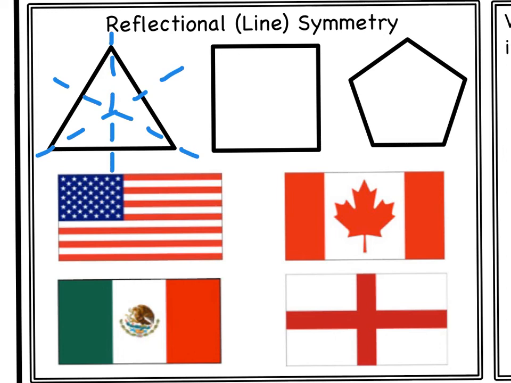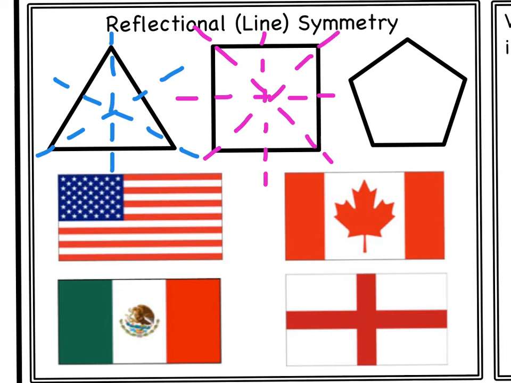Now for the square, I can cut it down the middle. There's 1 line of symmetry. I can cut it across the middle. I can cut it diagonally down one side, and I can cut it diagonally in the other direction.